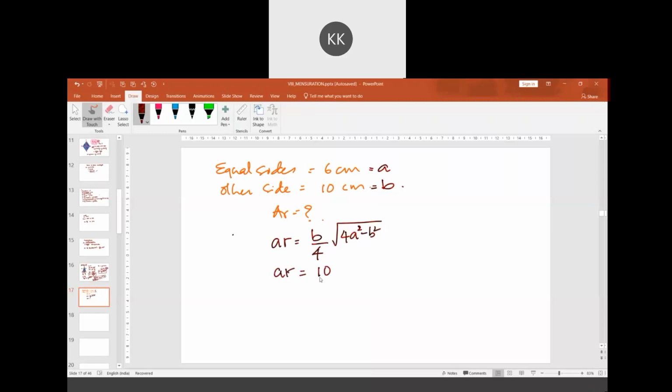It is 10 by 4 multiplied by root of 4 times 36 minus 100. What is 4 times of 36? 144. So 144 minus 100 is 44. Sorry, it should be 144, not 244. So 10 by 4 into root 144. The answer is 30.